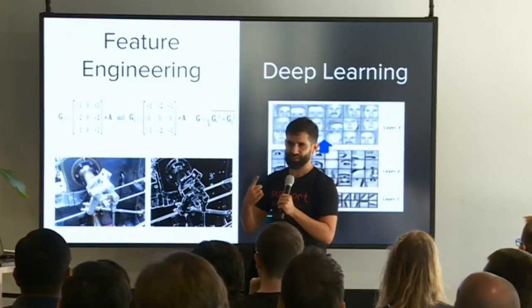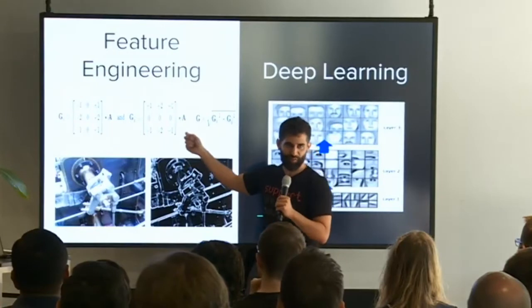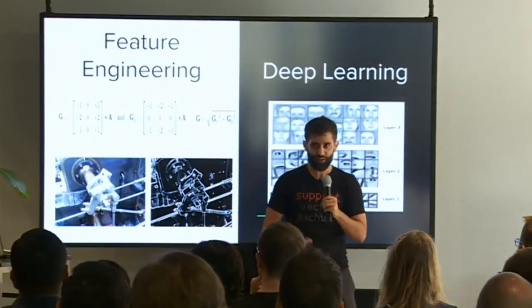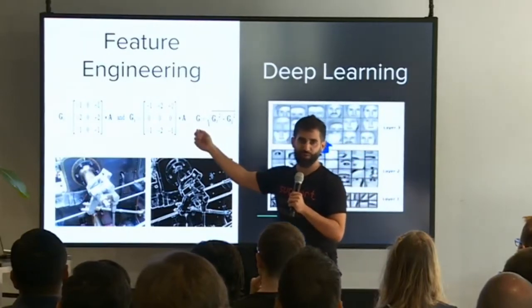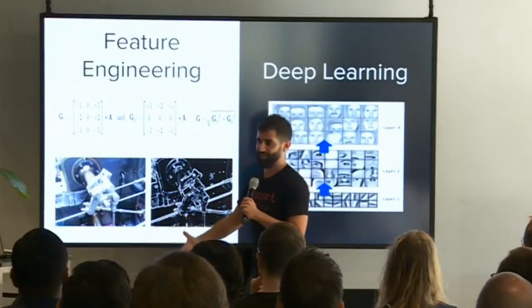Now, the other thing is that Sobel, for whom the Sobel operator is named, was very smart. And he figured out the Sobel operator. But, and this is an unfortunate fact of life, most of us are dumb. And we're not going to figure out the Sobel operator. And so we won't get these wonderful features.